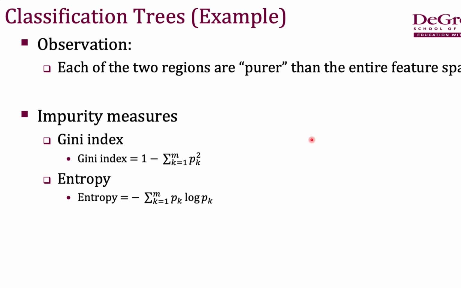One is called Gini index. I think we more or less all know Gini index, right? It's more like an inequality measure. Here we call it an impurity measure. If you have more diverse data points in a certain region, it's less pure.